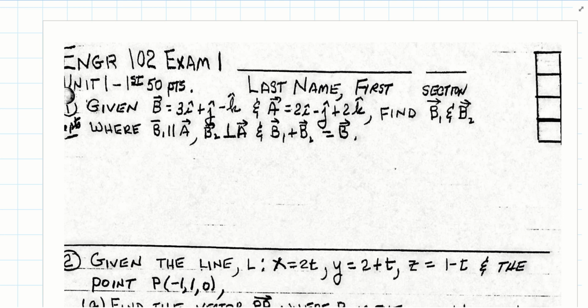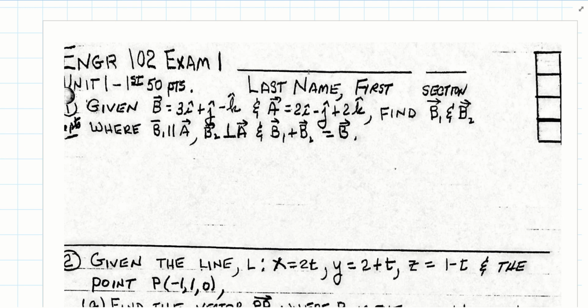Hello, this is the Unit 1 review for ENGR 102. A lot of this is just going over vectors, dot product, cross product, finding equations of planes by using lines, points, and other vectors. So I'll try to go through this.